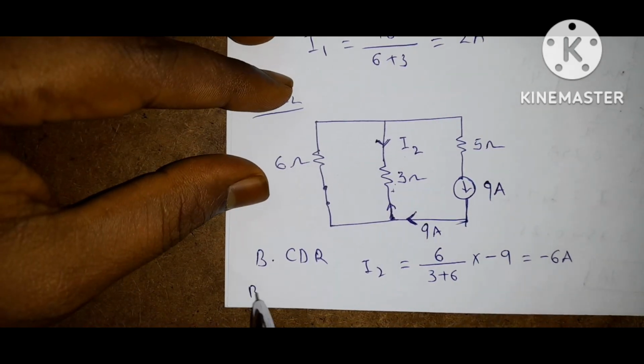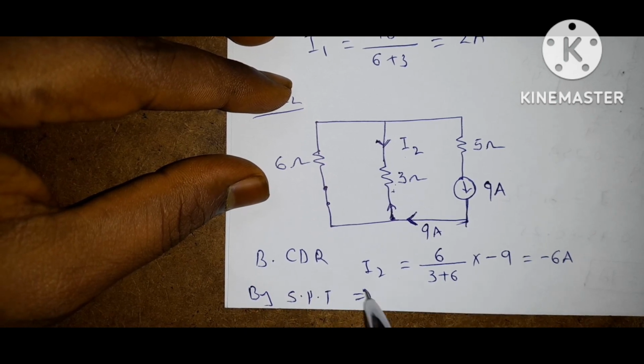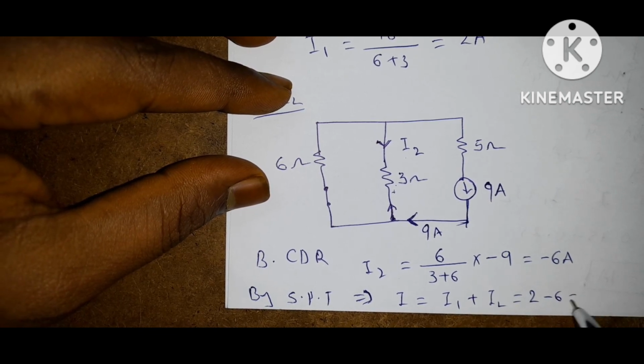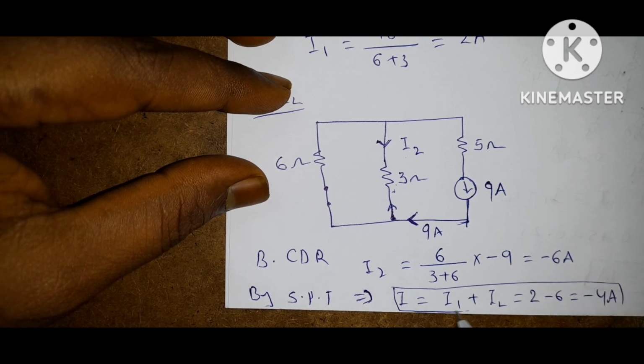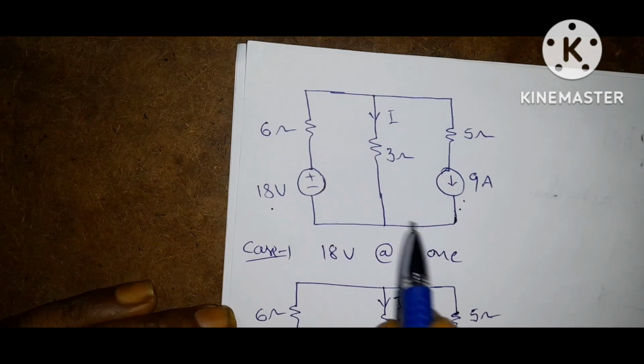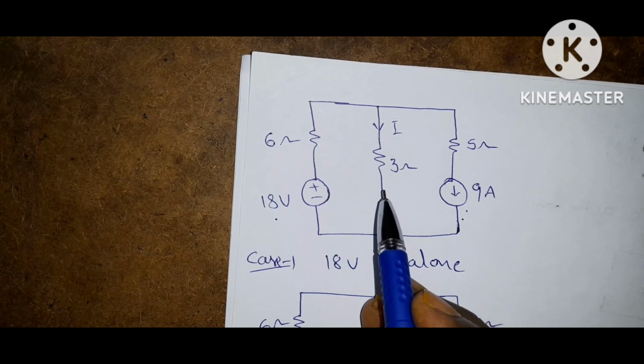So by the superposition theorem, what is I? I is equal to I1 plus I2. So 2 minus 6 is equal to minus 4 amps. If you want to cross-check this circuit, you can apply either nodal analysis or mesh analysis. You will get the same answer.